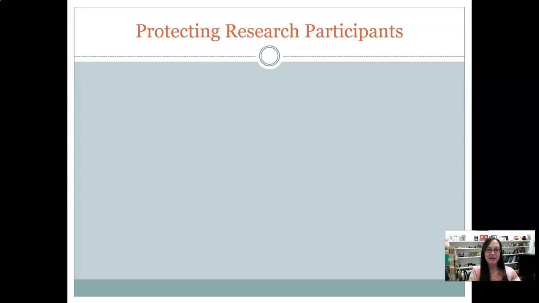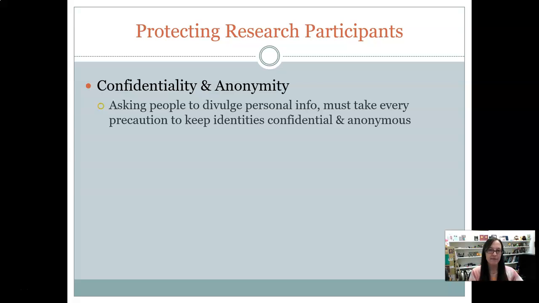So, continuing talking about the ethical principles, continuing again with specifically protecting research participants, because there's so much that goes into that. The next thing to talk about in terms of how we protect our research participants is confidentiality and anonymity. Essentially, we are asking people to divulge really personal information, so we have to take every precaution we possibly can to keep those identities confidential or anonymous if that's possible.